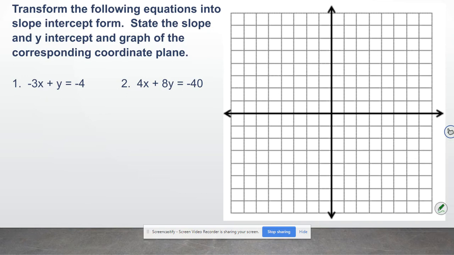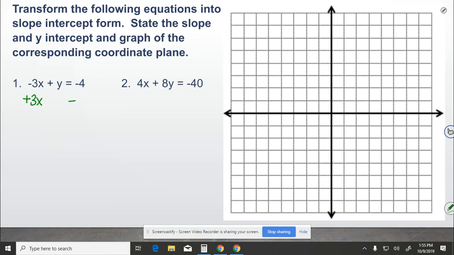So for this first one, again, we want to isolate the y, get the y by itself, so we want to add 3x to both sides. That gives me y equals 3x minus 4. And luckily, that's the only thing we had to do here. It's already in slope-intercept form. The slope being 3 over 1, and the y-intercept being negative 4.